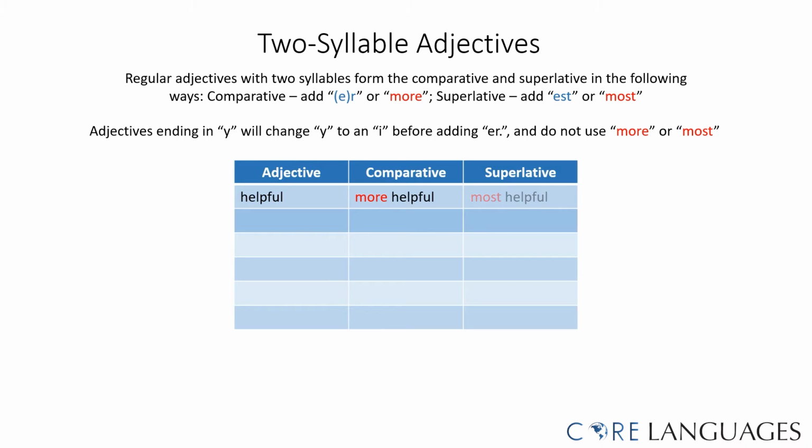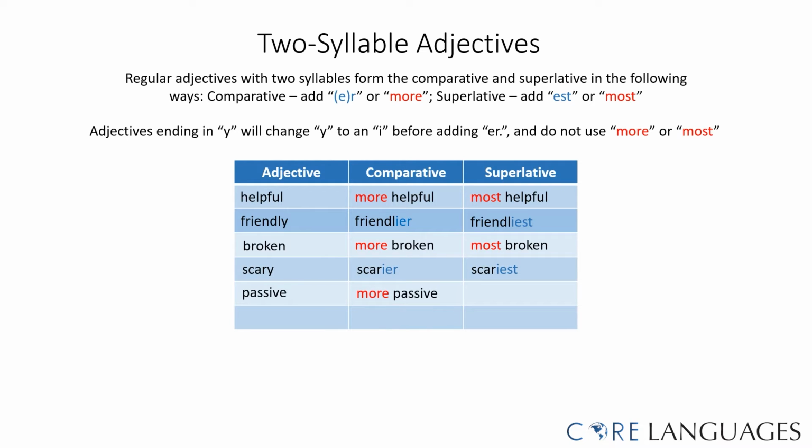More helpful, most helpful. The adjective friendly is a two-syllable adjective that ends on Y. So we need to change Y to I, and we can say friendlier and friendliest. Broken is a two-syllable adjective that does not end on the letter Y, so we say more broken, most broken. Scary, scarier, scariest.